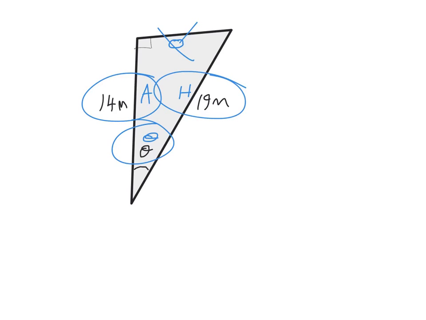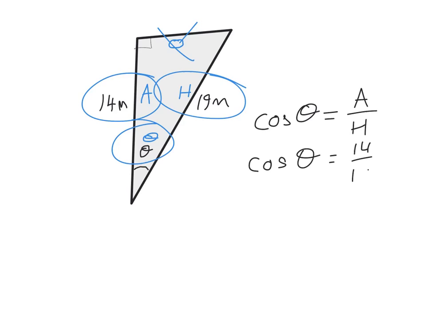Do not care about opposite whatsoever. So which ratio uses A and H? Sine, cos, or tan? Cos, that's right. So let's write down cos theta equals A over H. We're going to put in all the information that we know, working down the page, keeping your equal signs lined up. Cos theta equals 14 over 19.